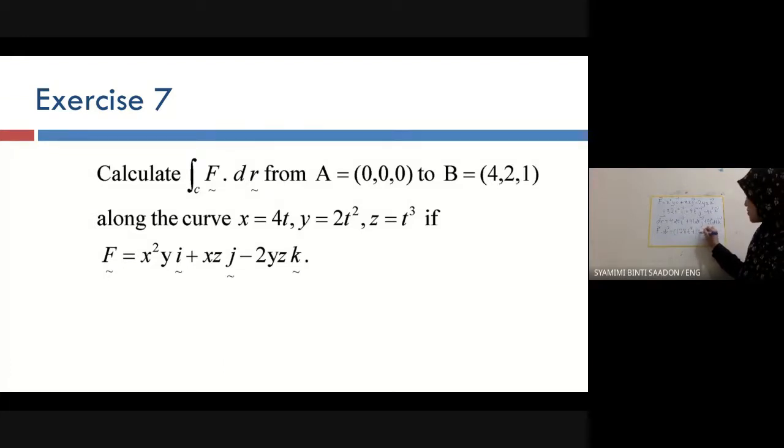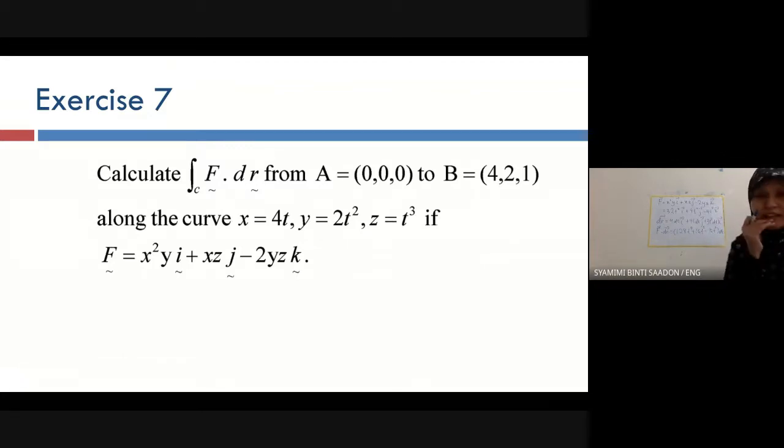16t^5 minus 12t^7, all of this dt. We just factorize the dt outside.